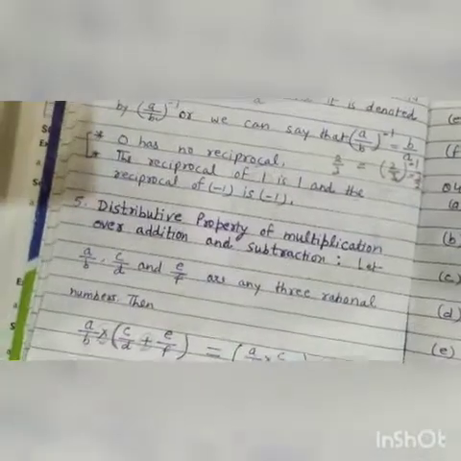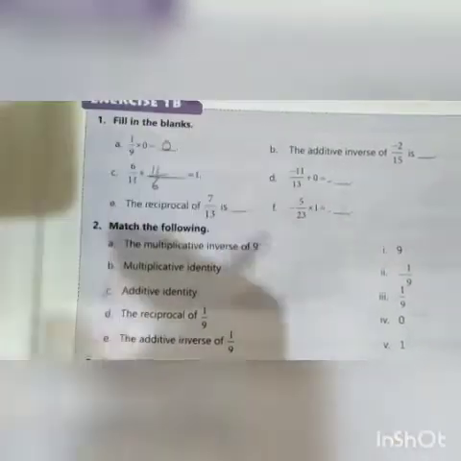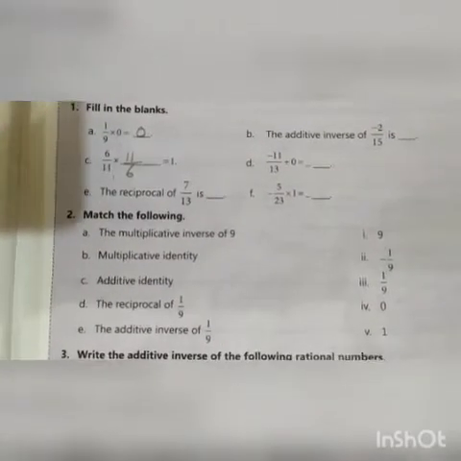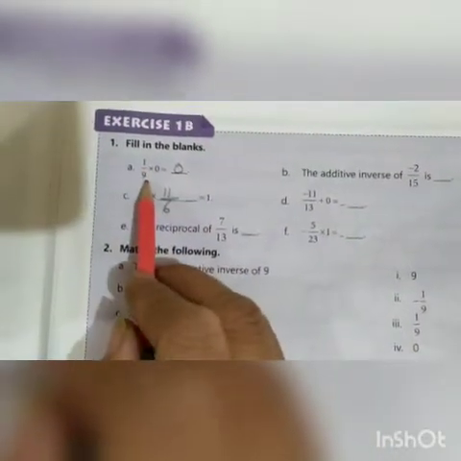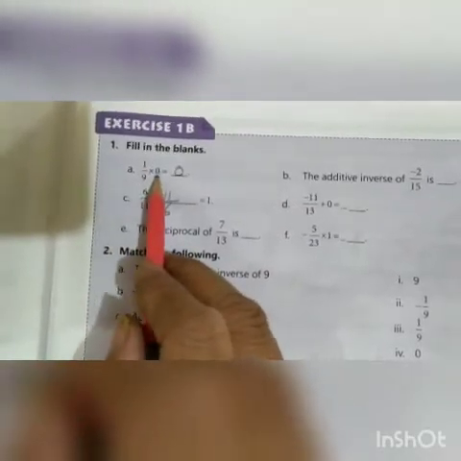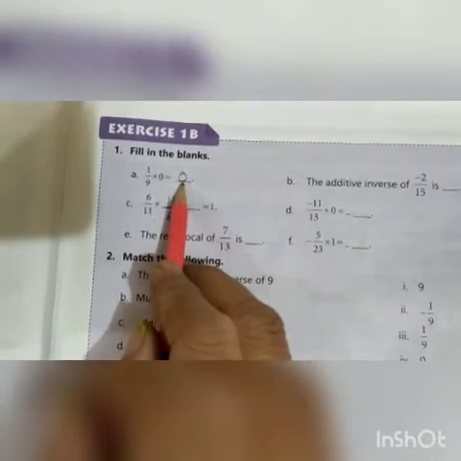Now let us start exercise 1b, which is based on these properties. See here, question number 1 and 2. I am explaining it in the book; you will do it in the notebook. First question is fill in the blanks. 1 upon 9 multiplied by 0. You know, when we multiply any number by 0, then we get the product as 0.